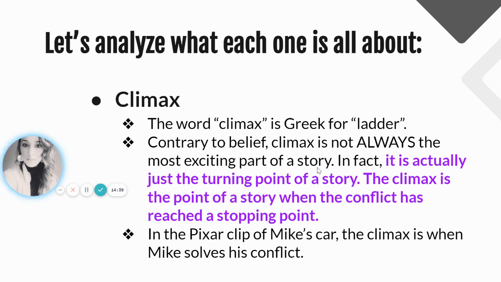Climax is the point of a story when the conflict has reached a stopping point, like this is as worse as it's going to get, or this is as exciting as it's going to get. So sometimes the most exciting part of a story can actually be located in the rising action. But climax is whenever that excitement stops. At what point does the problem in the story stop, right? Or at what point does the character in the story choose, okay, that's enough, this is as far as it's going to get. For example, in the Pixar clip of Mike's new car, the climax is when Mike solves his conflict by telling Sullivan to get out of the car.